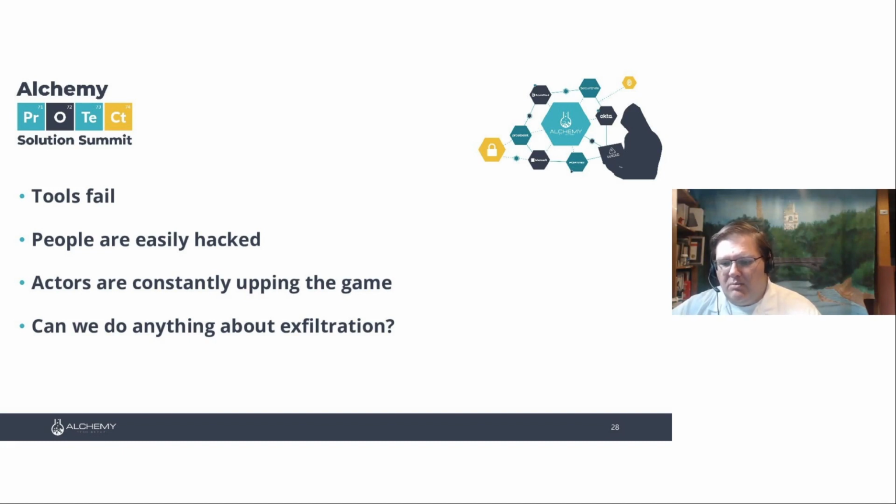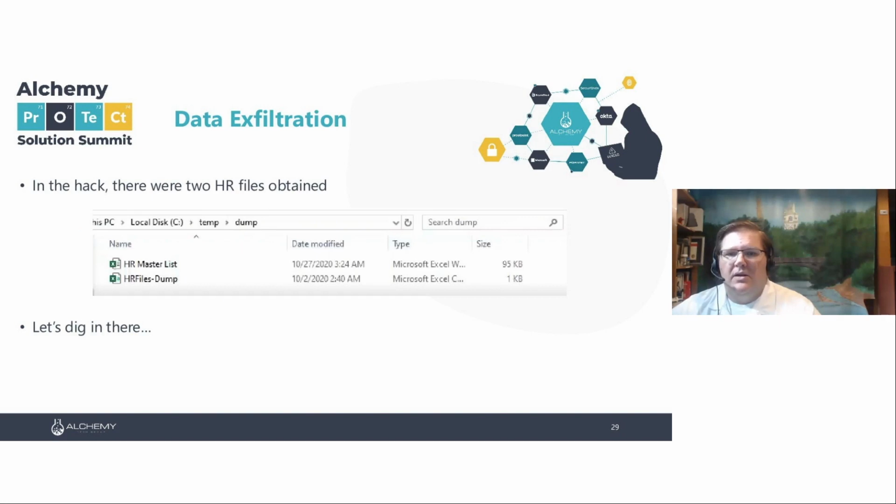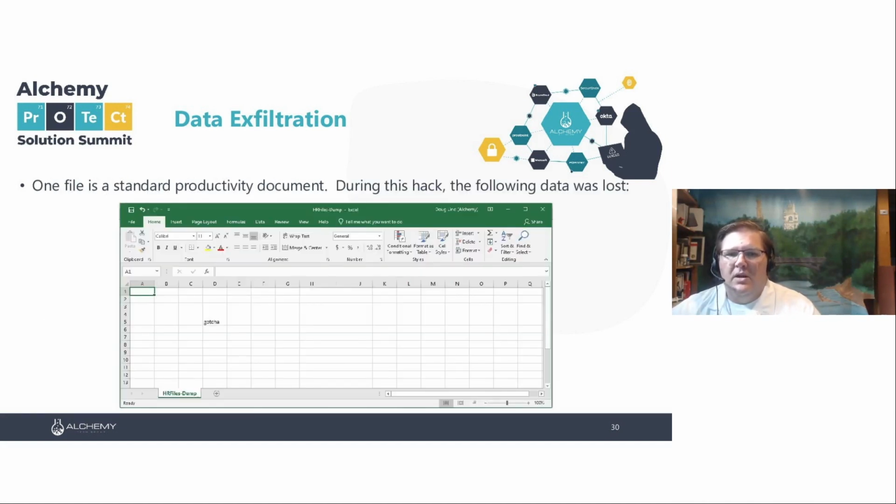So kind of moving through and pivoting, can we do anything about exfiltration? If you remember back to the hack, I was able to gather two special files, the HR dump and the HR master list. I grabbed those files, I removed them, I'm working in my own system. Let's dig in there. One of the files, standard CSV, standard file, nothing special, attack it. I opened it up, and lo and behold, I was able to pull information. Thankfully, not really great information out of here, but again, I was able to open this up.